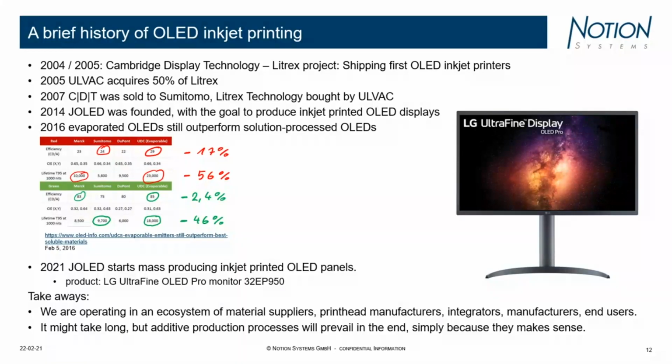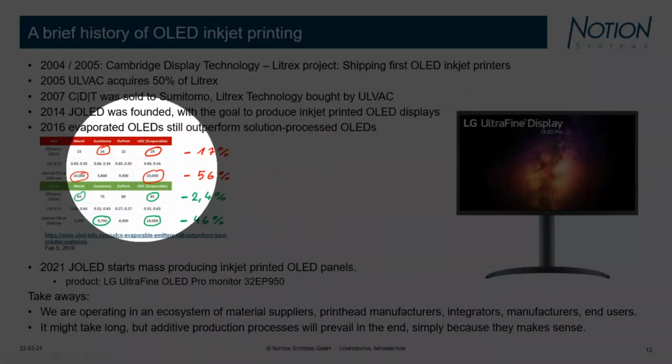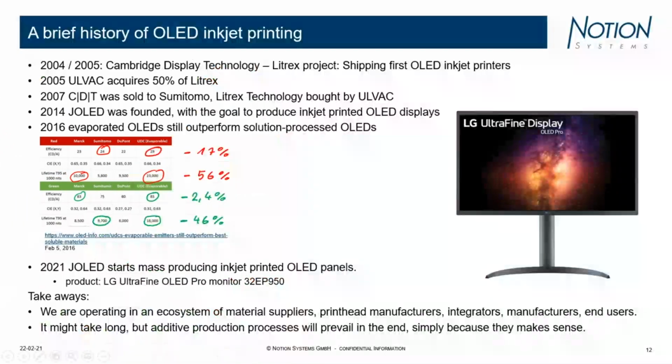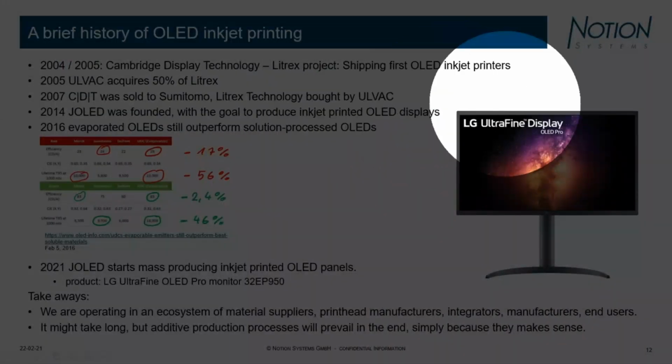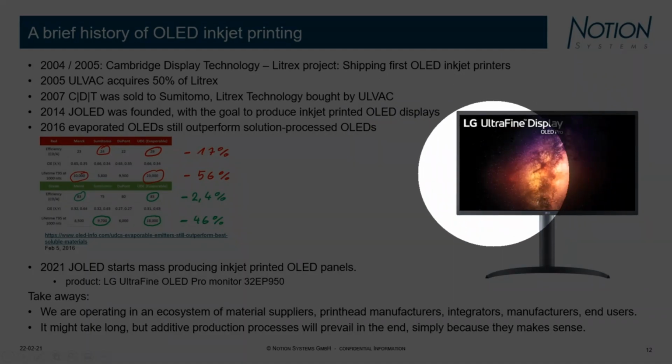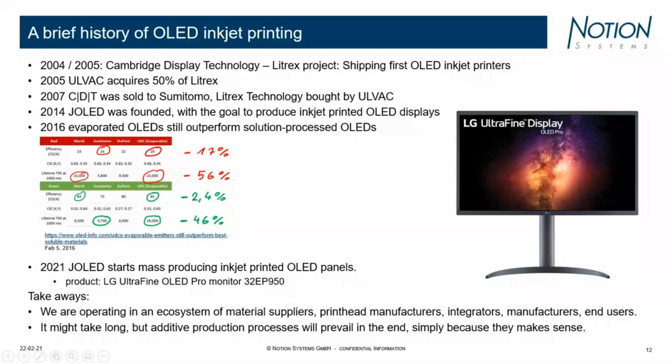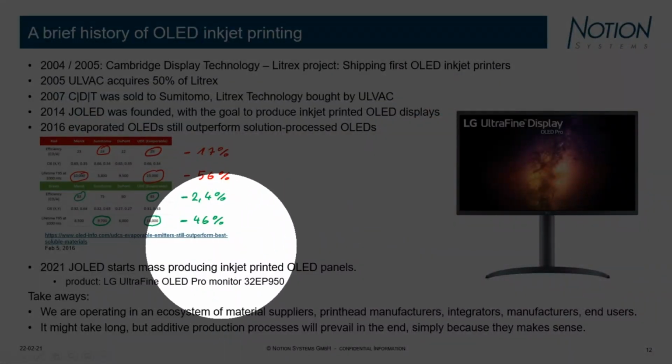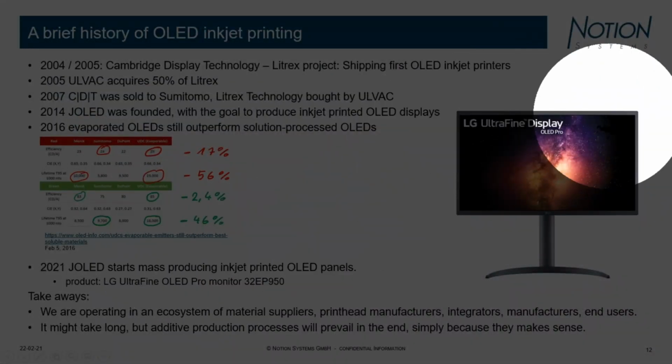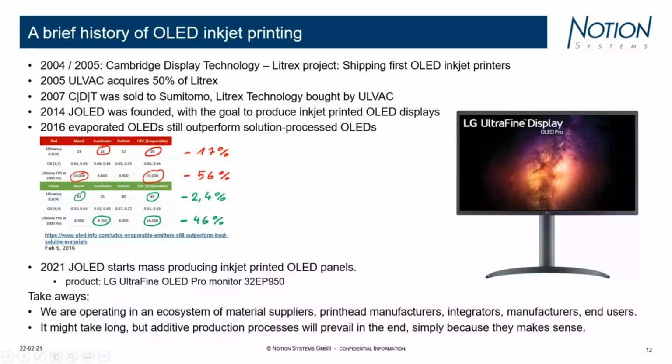Nevertheless, this has changed over the recent years, since LG has chosen an inkjet printed OLED from JOLED in 2021 for their next generation UltraFine OLED Pro monitor. This one here, you can look at the reference, that's the picture of the monitor. And they are using inkjet printed OLED panels. So 2021, JOLED starts mass producing inkjet printed OLED panels for the display industry.